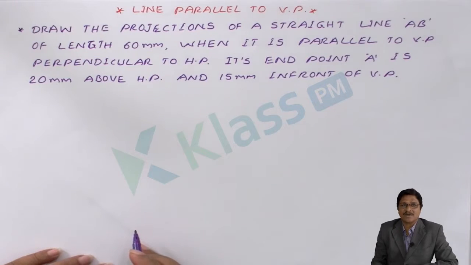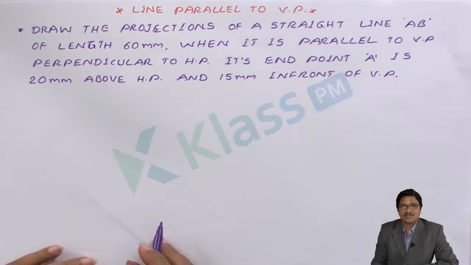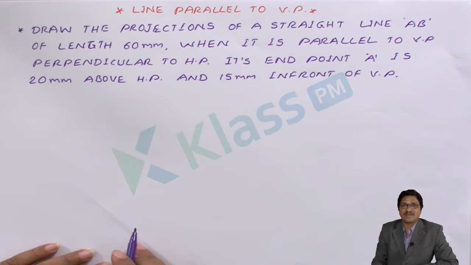Now we'll discuss the problems related to straight lines. As per the university guidelines, or our Indian national practice, the drawing convention we are using is first angle projection. First angle projection means objects are always assumed to be placed above the horizontal plane, in front of the vertical plane.